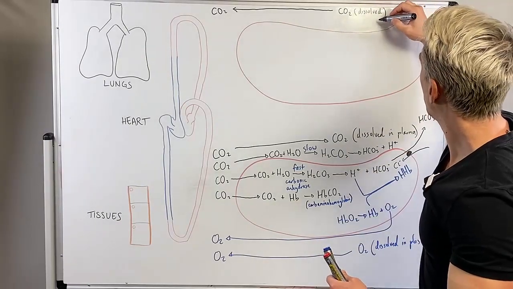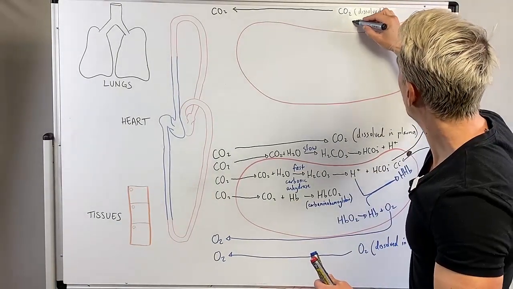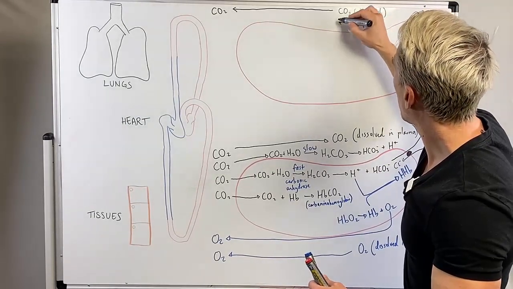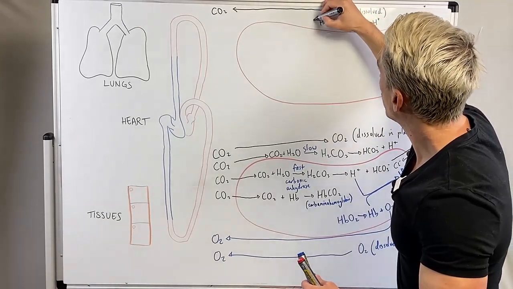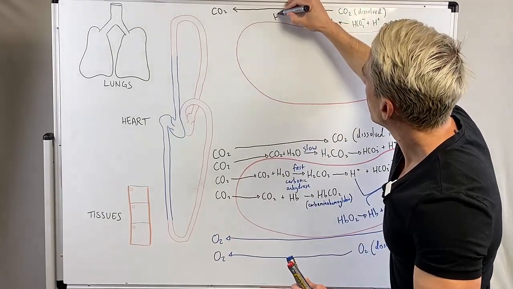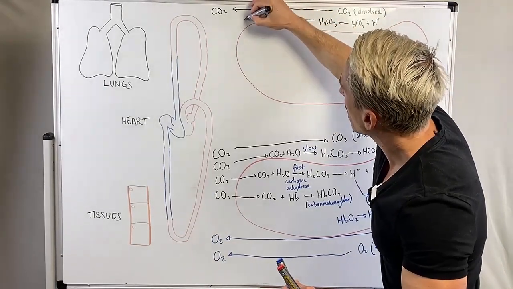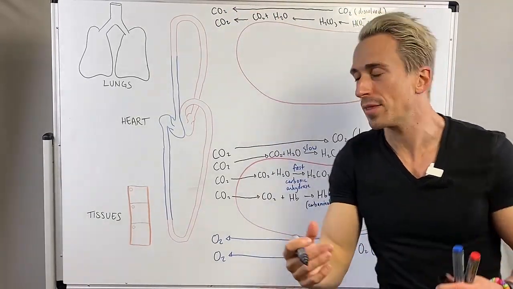Well, what happens here is that the hydrogen ions will bind to the bicarbonate. That will form carbonic acid, H2CO3. That then will dissociate into carbon dioxide and water. And then the carbon dioxide will diffuse out across the lung tissue at the alveoli.